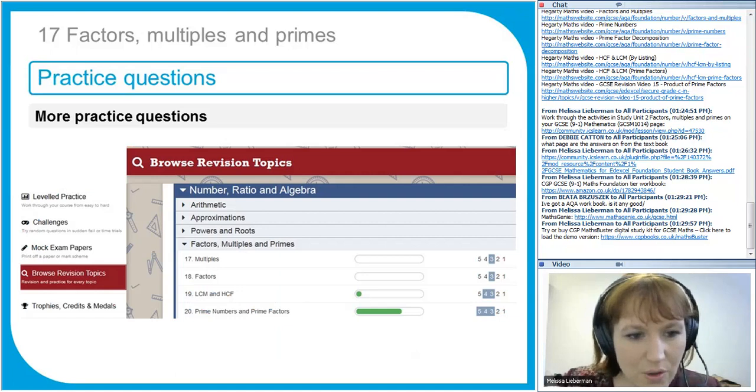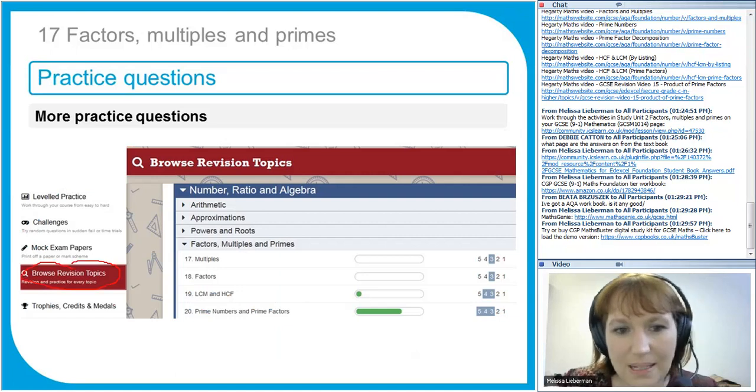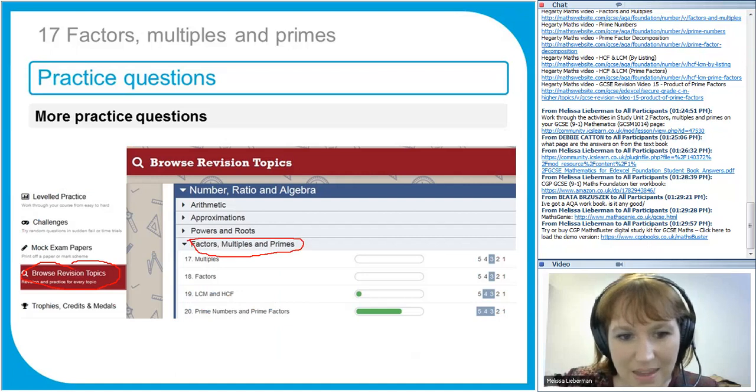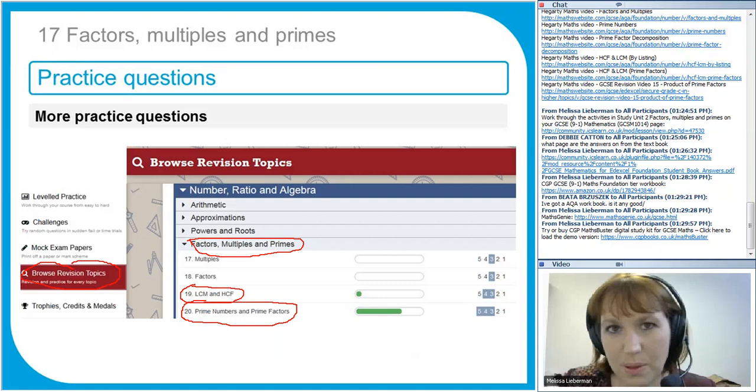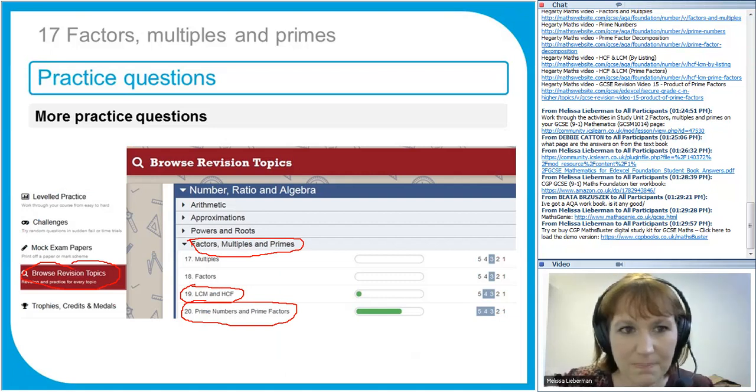If you're using this and you've got the foundation version, go to browse revision topics, scroll down to factors, multiples and primes, and then do section 20. And also maybe 19, lowest common multiple and highest common factor, and then prime numbers and prime factors, which will be all about using the prime factor form to work those out.